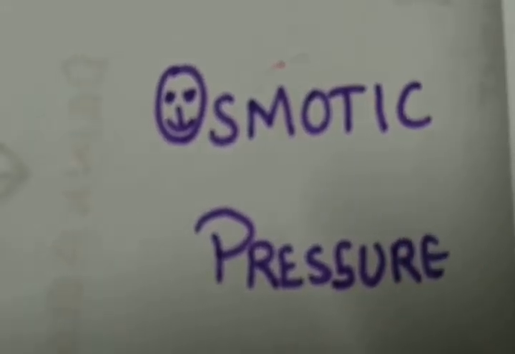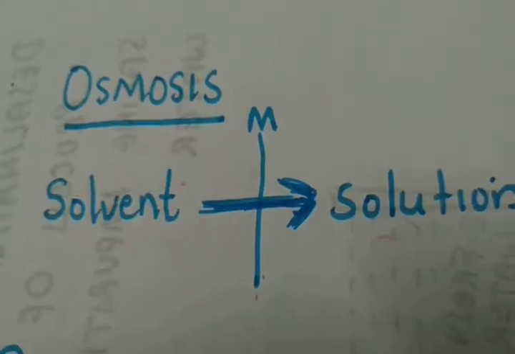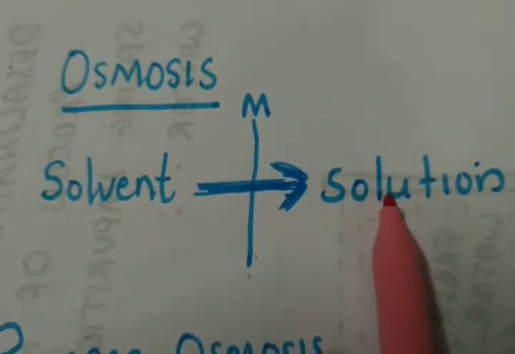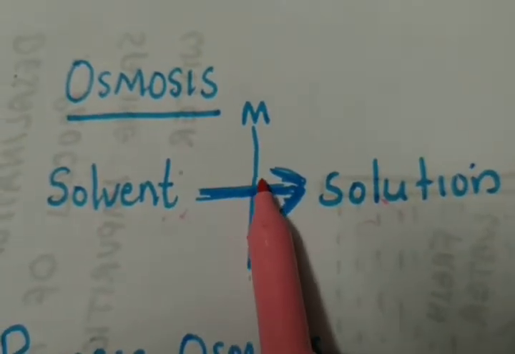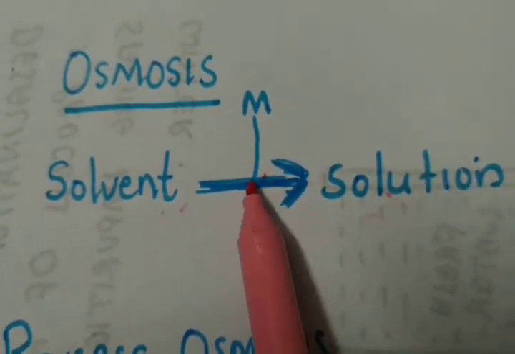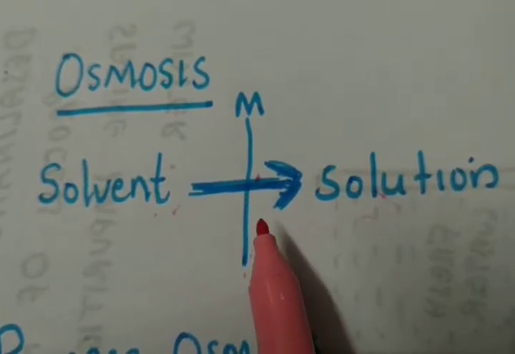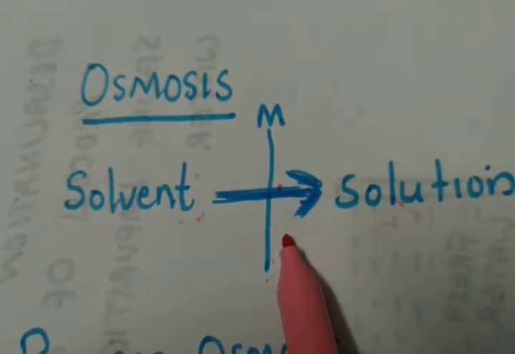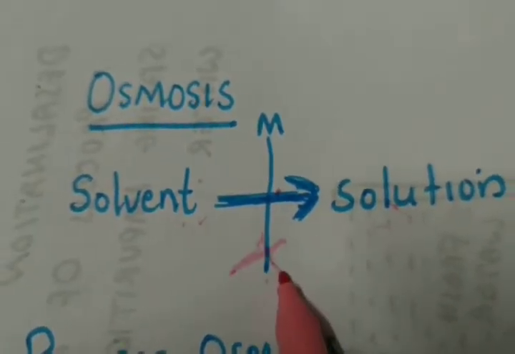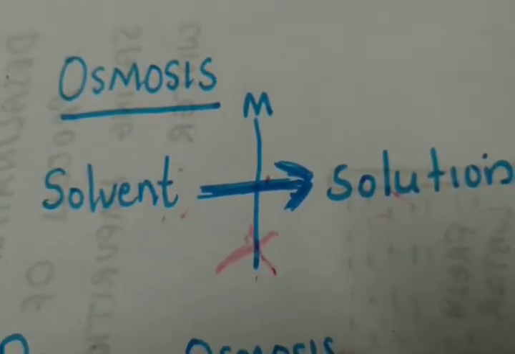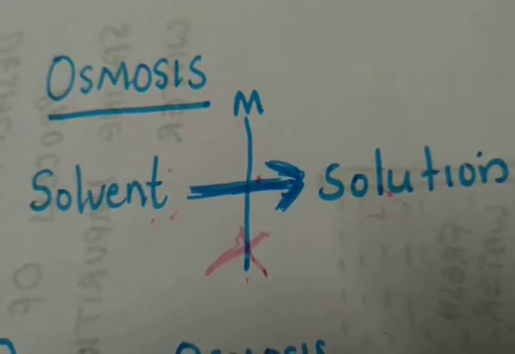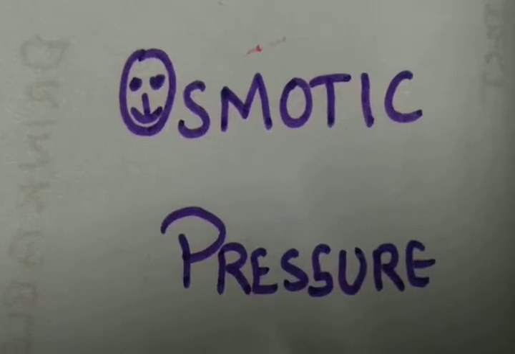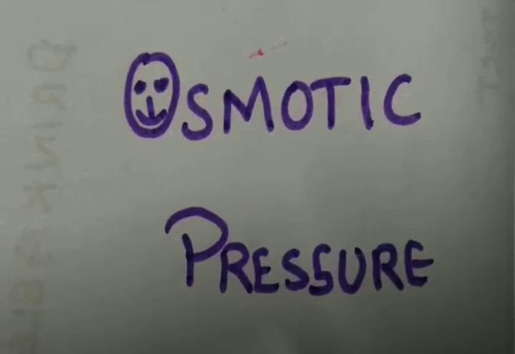Okay, children. We know osmosis is the spontaneous flow of solvent into solution through a semi-permeable membrane. Here, an excess minimum pressure is needed in order to stop the process of osmosis. That excess pressure is known as osmotic pressure. Now you know the definition of osmotic pressure.